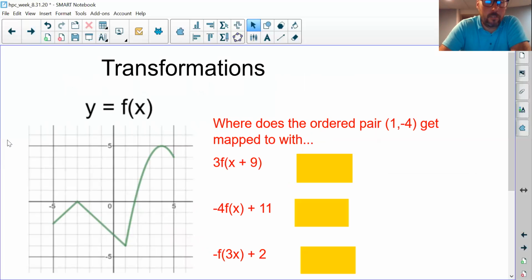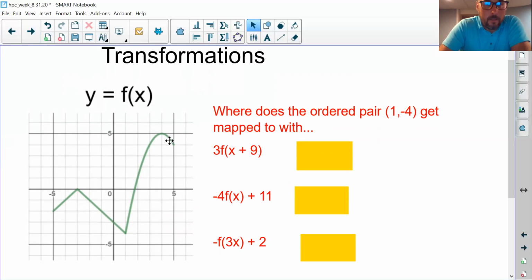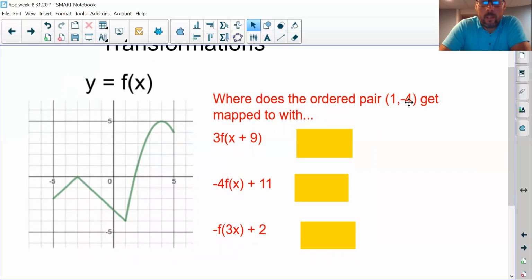Last slide, transformations. Here is a function. It's a piecewise. You see it's part of a parabola. It's also part of an absolute value. Now, 1, -4 is an ordered pair on this function. It's right there, 1, -4. What will 1, -4 get mapped to? In other words, what transformations will that one ordered pair undergo with these 3 different functions? So pause the video and tell me, where does 1, -4 end up after this, and then after this, and then after this? Hopefully you paused it and participated.